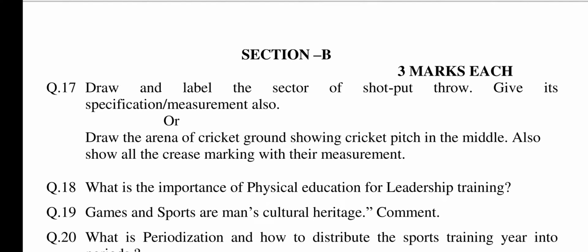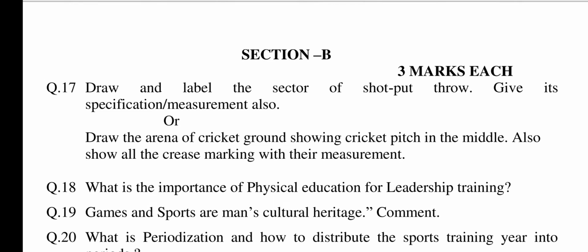Then mark the sector with different measurements such as diameter of the circle, radius of the circle, length of the stopboard, width of the stopboard, height of the stopboard, sector angle, width of the white lines. Or draw the arena of cricket ground showing cricket pitch in the middle. Also show all the crease marking with their measurement.